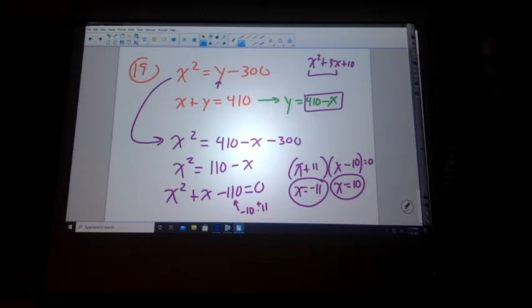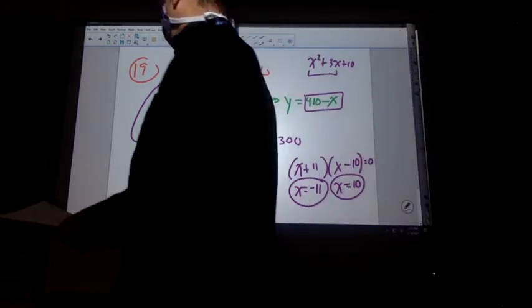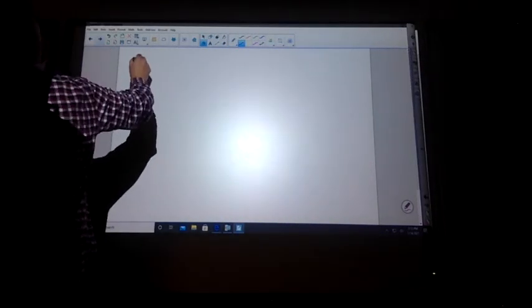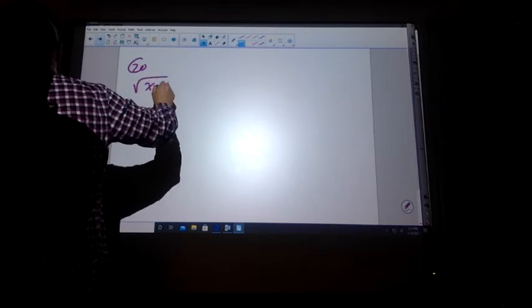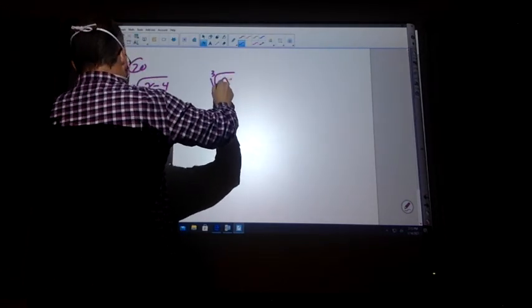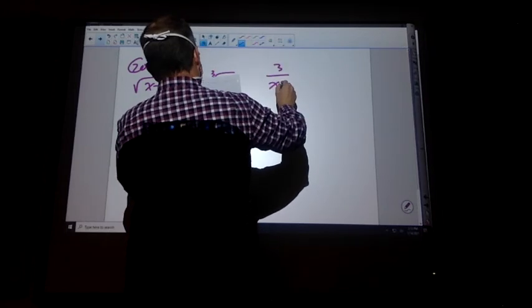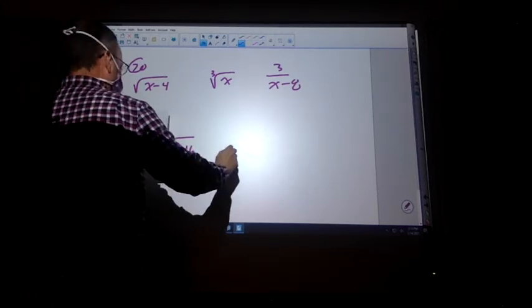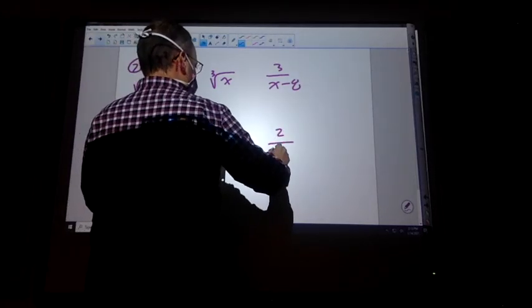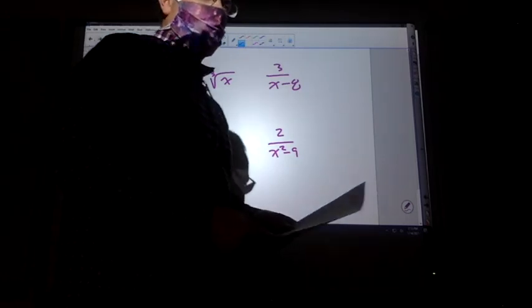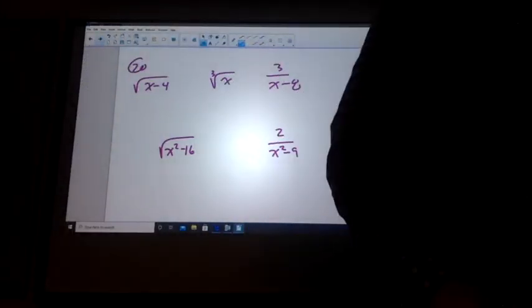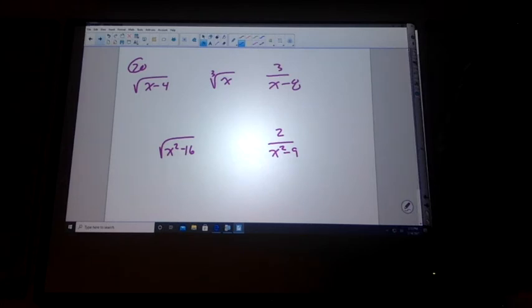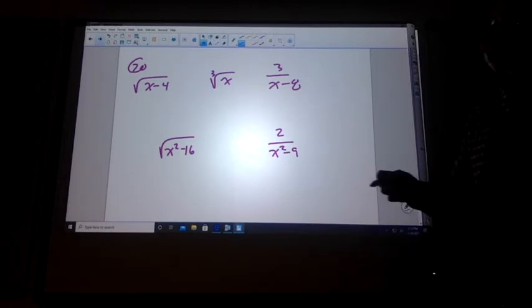I like that problem. All right, and then number 20. Given the domain. There's one. Here's another. Here's another. And here's another. So these are all the parts. So remember the domain. We're looking to see what might make this problem either an imaginary number or a dividing by 0 number.